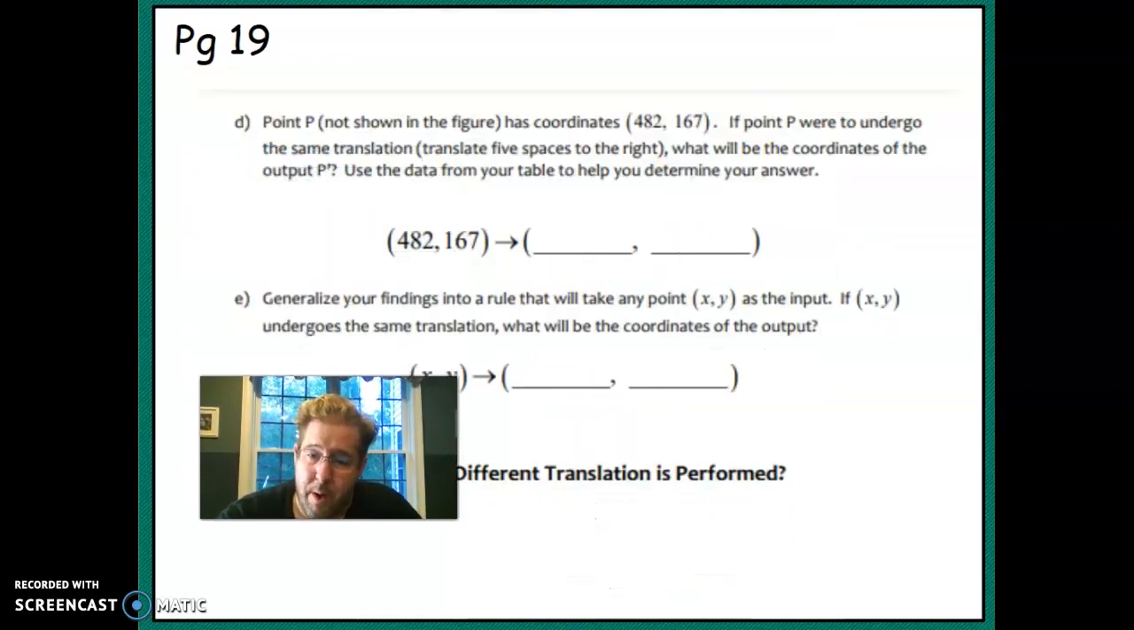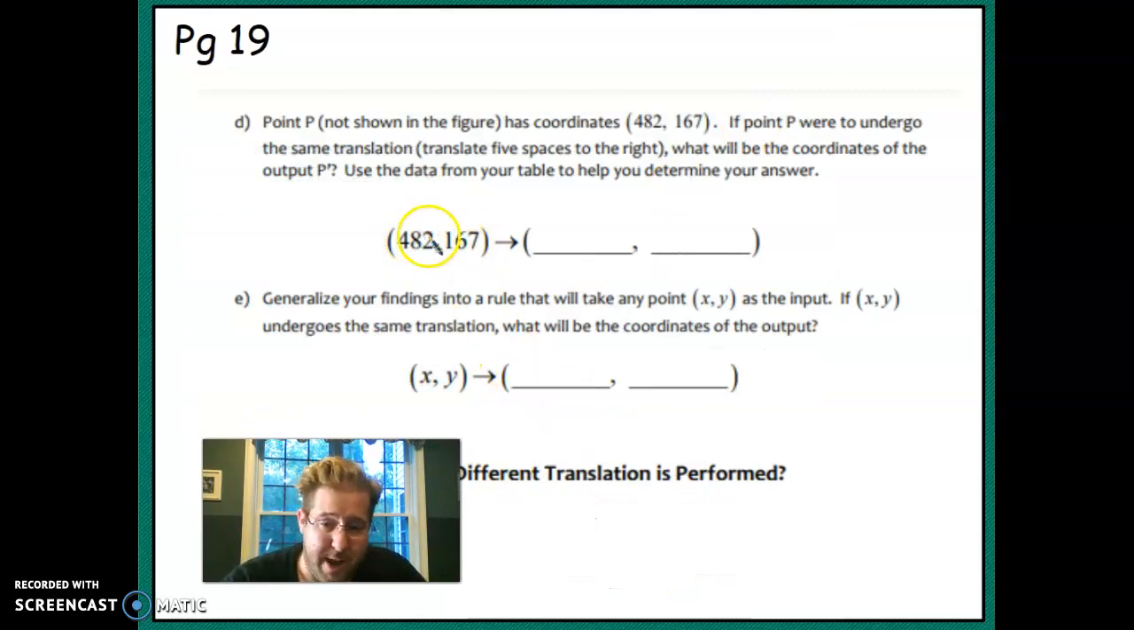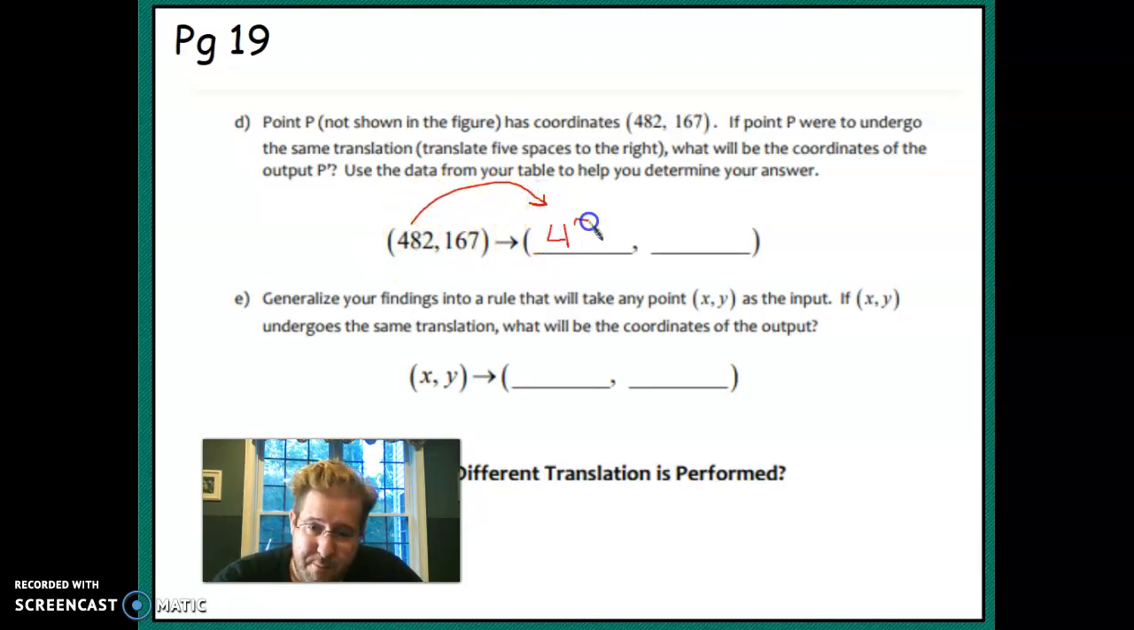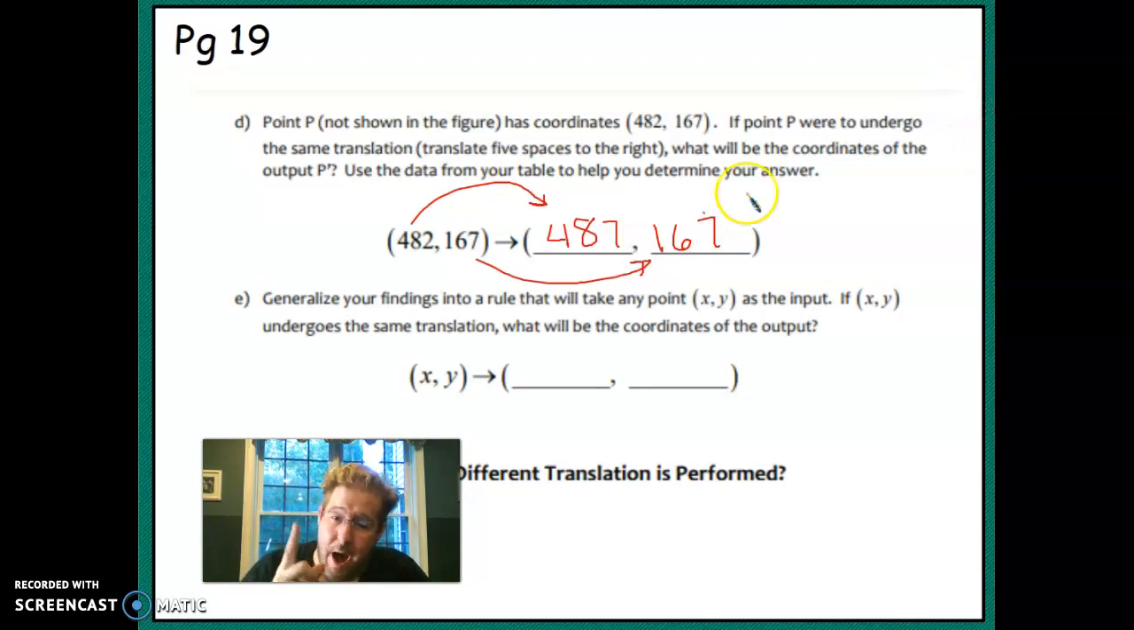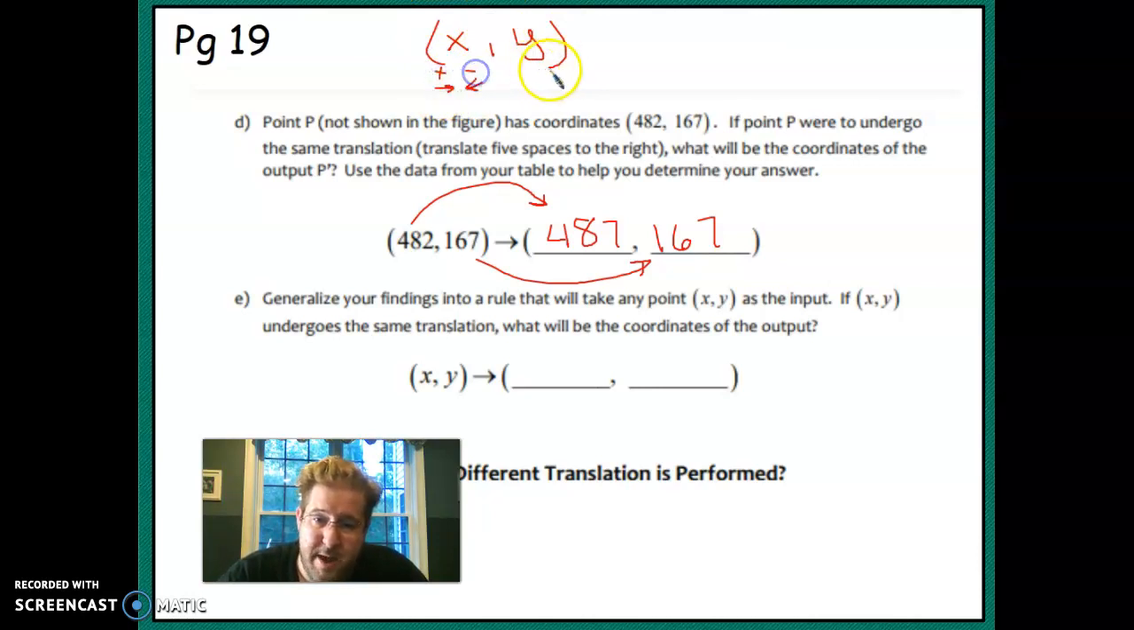Now, what if we were doing a point that could not be graphed on that grid? 4, 82, that's a lot to the right and a lot up. I know this number is going to increase by 5, so it'll be 4, 87, and I know this number will stay the same because I'm only moving right, I'm not moving up. The second number is up or down. The first number is left or right. So remember, we have an x comma y. X either moves things right or left, depending on whether or not it's positive or negative.